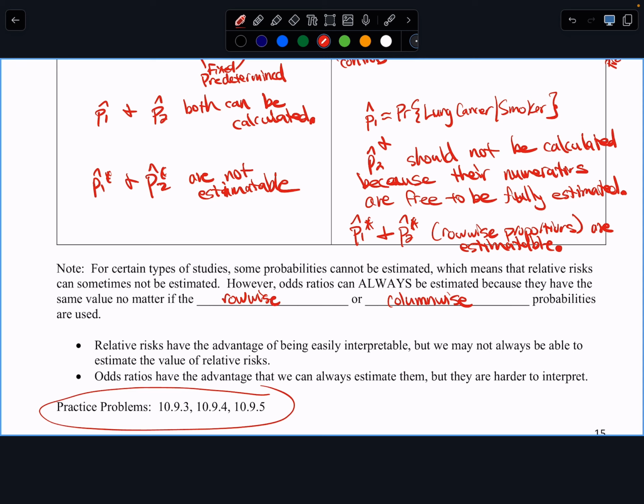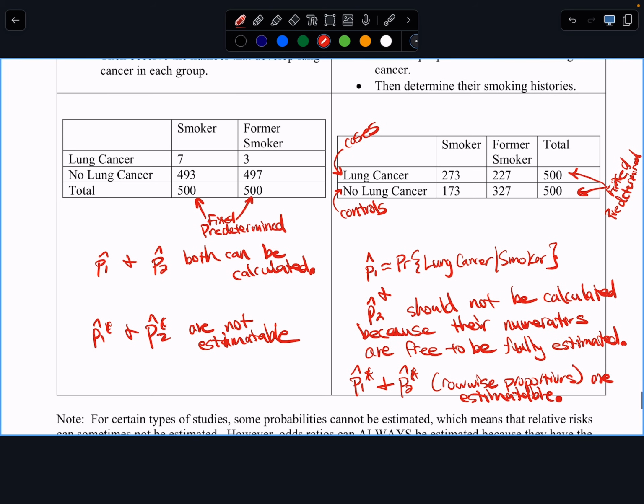Yes. So how do you find p hat 1 and p hat 2 star? So P1 hat, good question. Remember, these are now the row-wise probabilities or proportions, right? So if I go here, you notice how I wrote P1 hat as the probability of lung cancer given that you are a smoker. So P1 hat star, I'm going to do it up here in green.